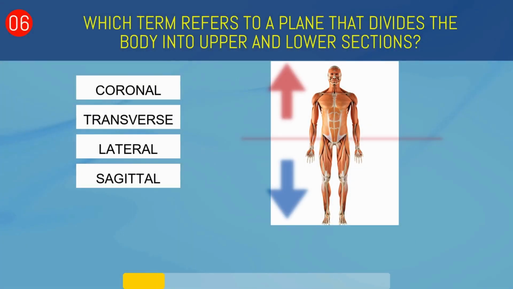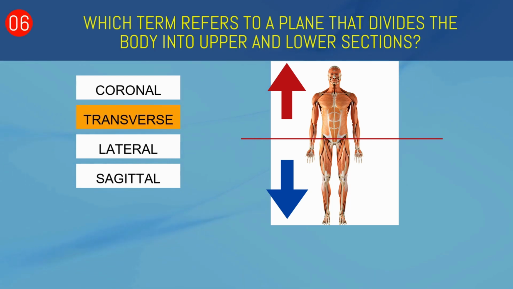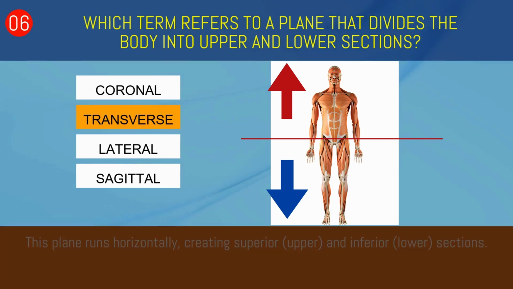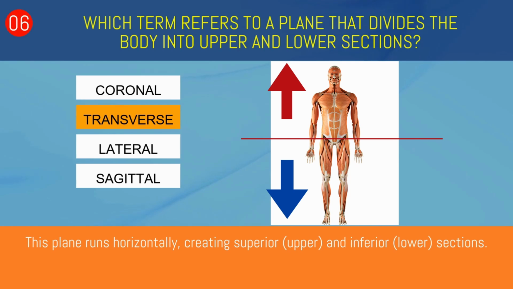Which term refers to a plane that divides the body into upper and lower sections? Coronal, transverse, lateral, or sagittal? Transverse. This plane runs horizontally, creating superior and inferior sections.